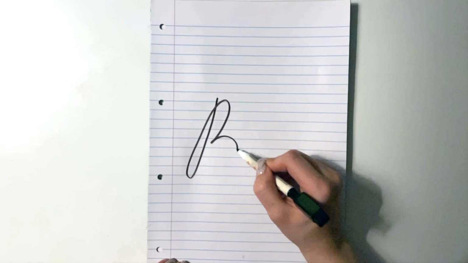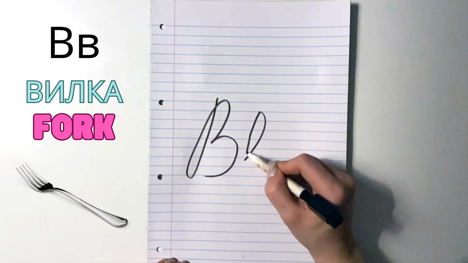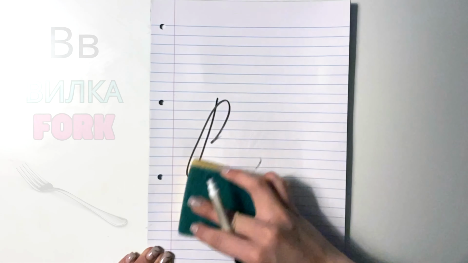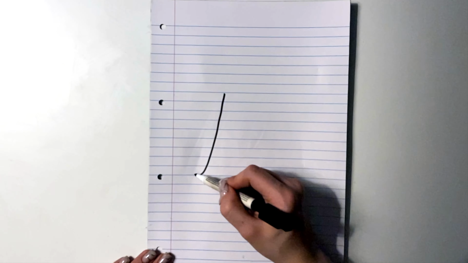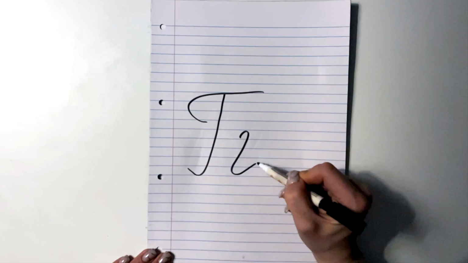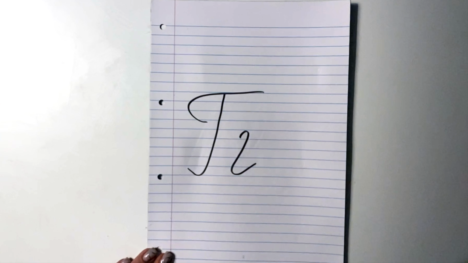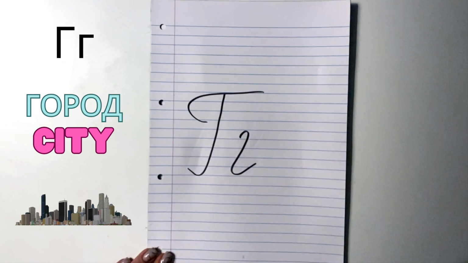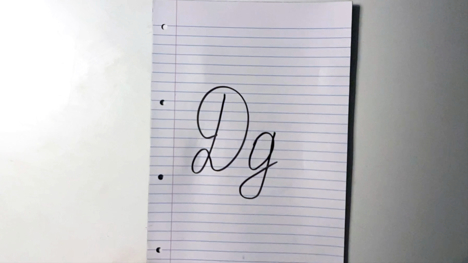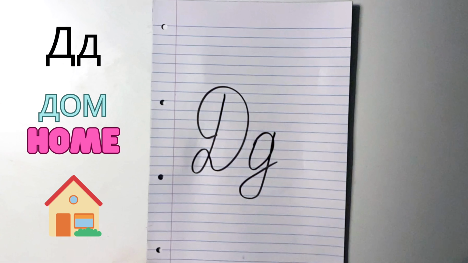V. A word beginning with V is вилка, which is fork in English. G. And also it's very different, the uppercase and the lowercase, and the word for G is город, which is city in English. The lowercase looks like an English G, and the word beginning with D is дом. Дом means a home or a house.